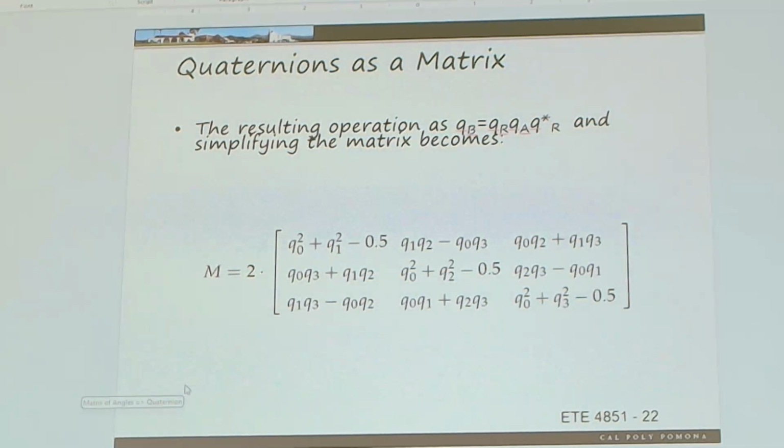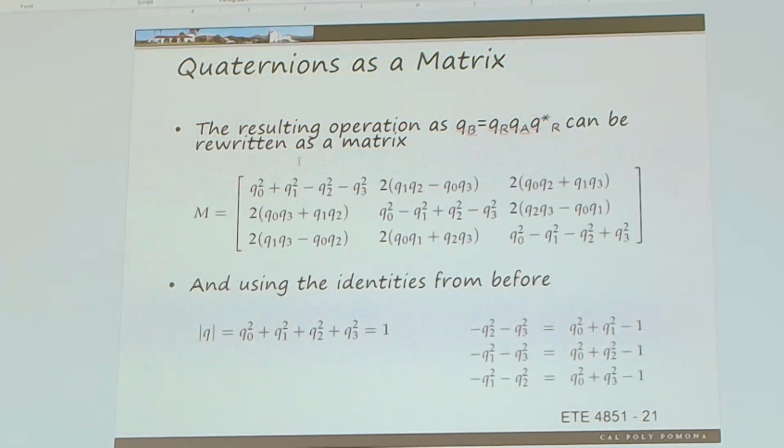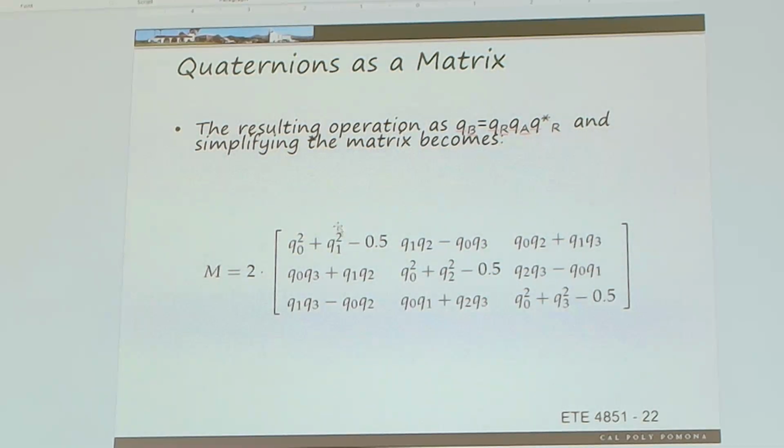Okay, so quaternions as a matrix. I could look at something that looks like this. Right? So representing an operation, quaternion B is rotated through a quaternion QR from A. And I could pull values out if I wanted to. I could take that 2 out and simplify that matrix here. But when I do that, clearly I have to get a 0.5 in there. So that's just a simplification.